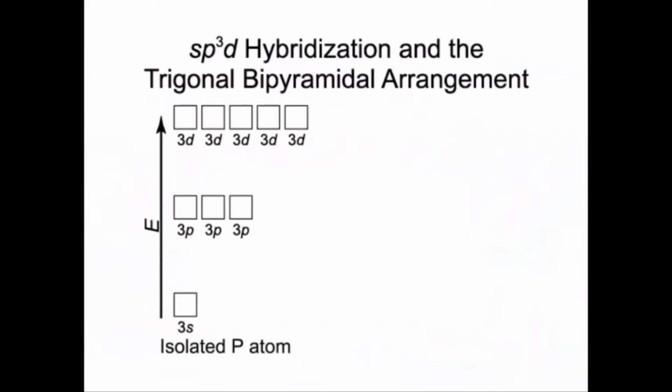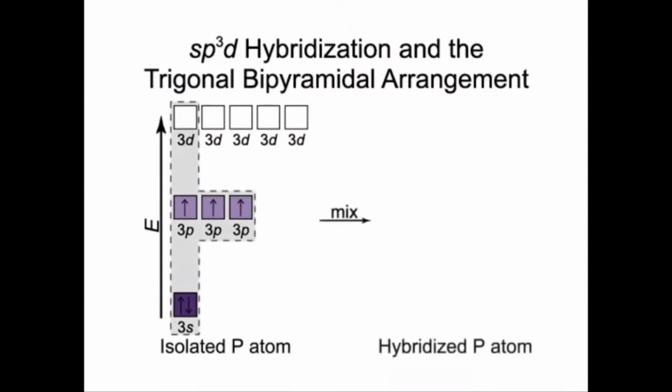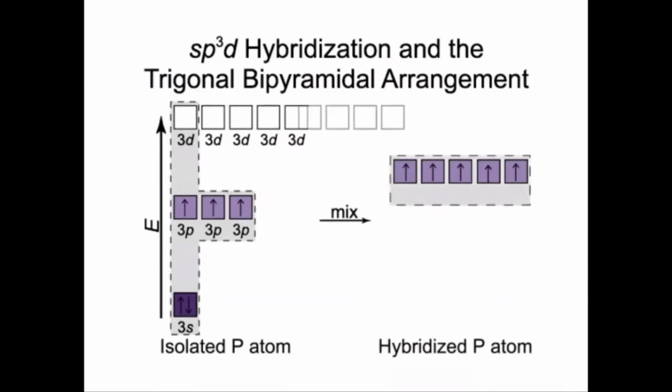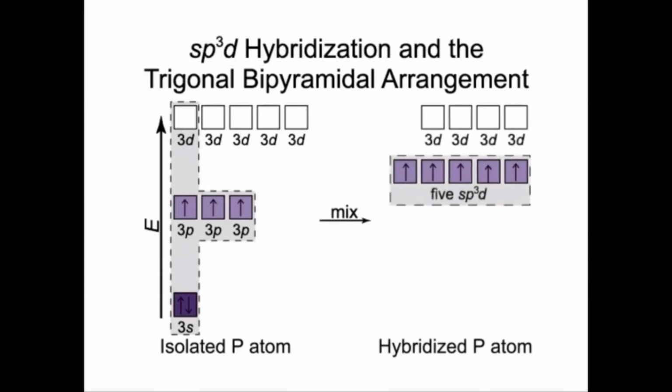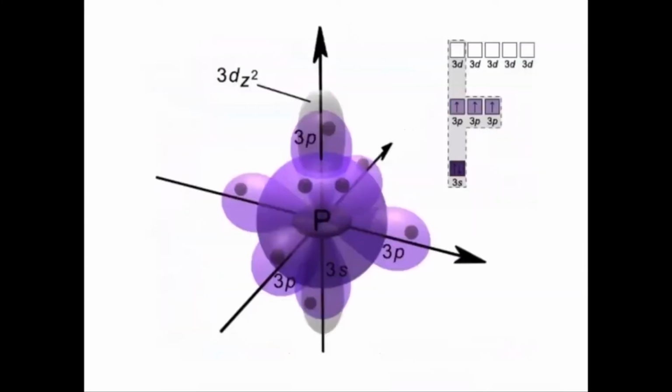Recall that in molecules with more than 4 atoms around the central atom, such as phosphorus pentachloride, the central atom utilizes d orbitals to expand its valence level. Hybridization accounts for the shapes of these molecules as well. In the ground state, phosphorus has a filled 3s orbital, 3 half-filled 3p's, and 5 empty 3d's. In PCl5, the 3s, all the 3p's, and one of the 5 3d orbitals mix to form 5 half-filled sp3d hybrid orbitals. The other 4 3d orbitals remain empty and unhybridized.